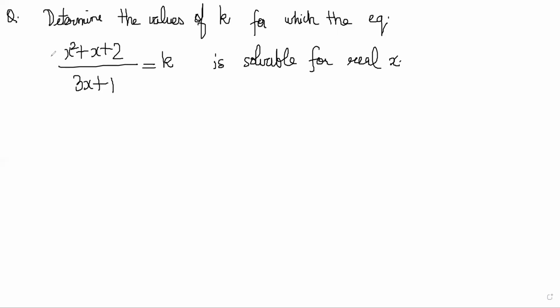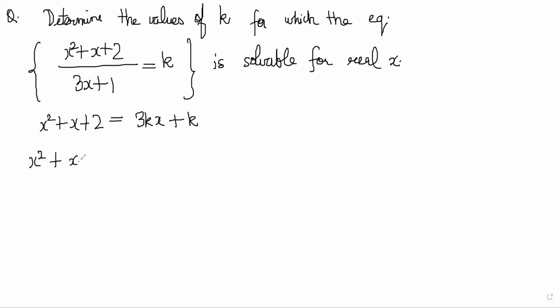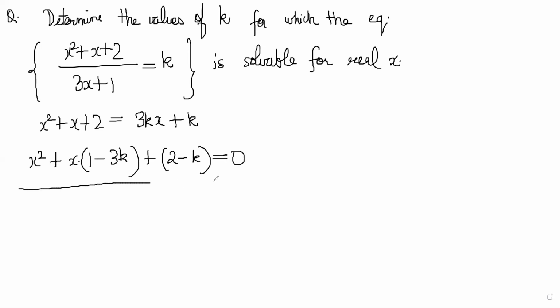So this type of question, always try to construct a quadratic. If it is a rational function, try to cross multiply and make it into a quadratic. So x square plus x plus 2 is equal to 3kx plus k is what I'm getting after cross multiplication. So this becomes x square plus x into (1 minus 3k) plus (2 minus k) is equal to 0. So this is my quadratic, and this will be solvable.